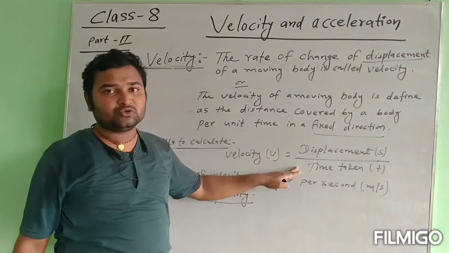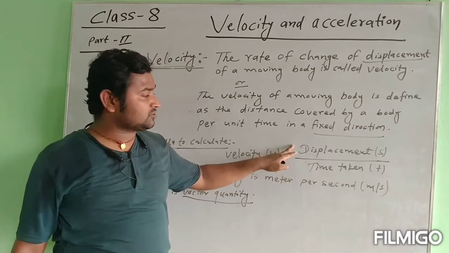The shortest distance between two events, that is called what?